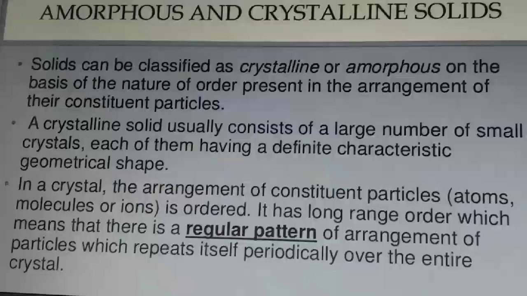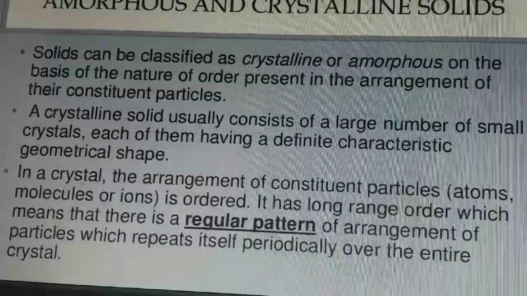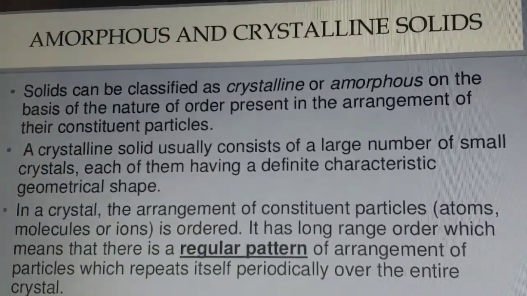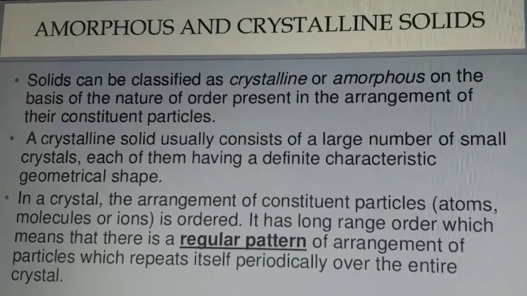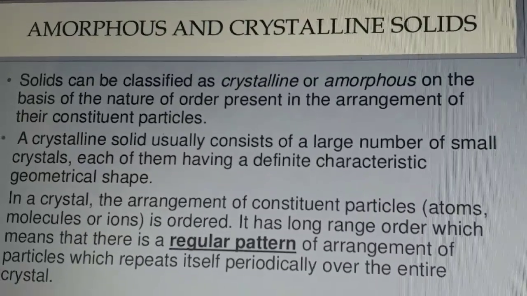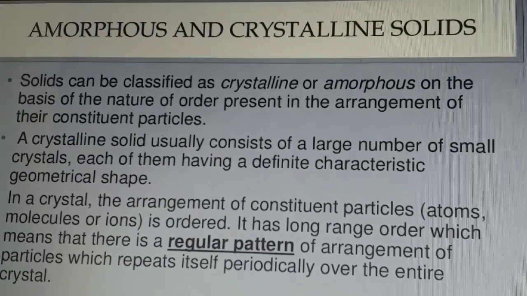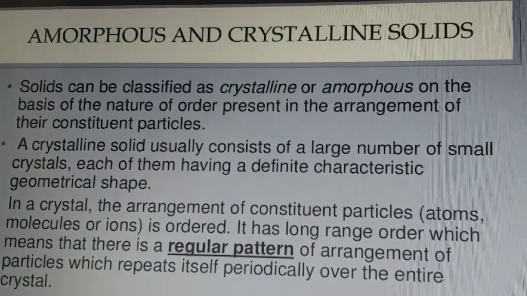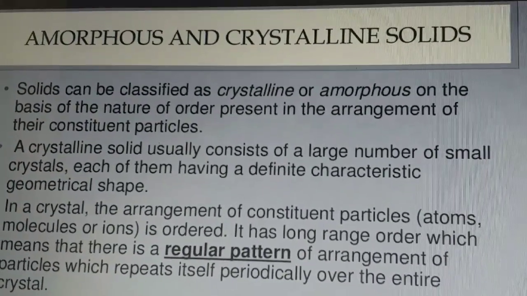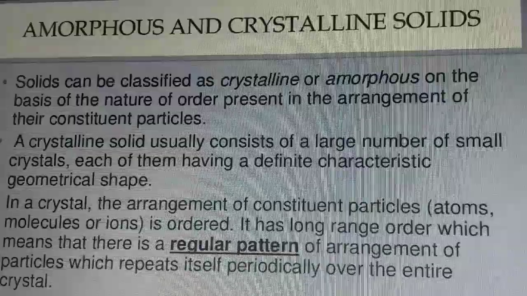So what do you mean by crystalline solids? A crystalline solid usually consists of a large number of small crystals, each of them having a definite characteristic geometrical shape. Many examples you can give here: sodium chloride, potassium nitrate, potassium chloride, many salts we use in the lab. They have definite geometries and belong to the crystalline character.